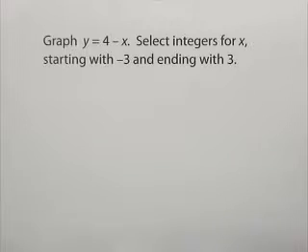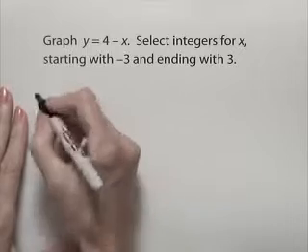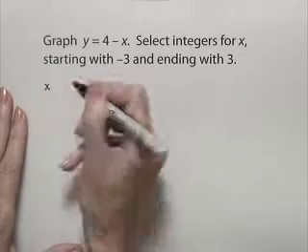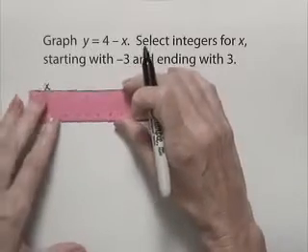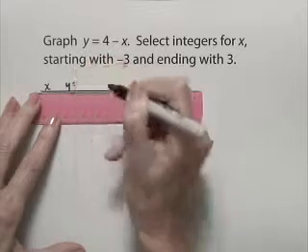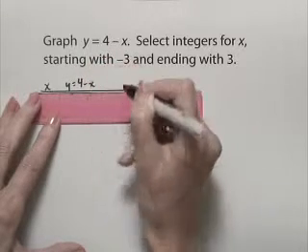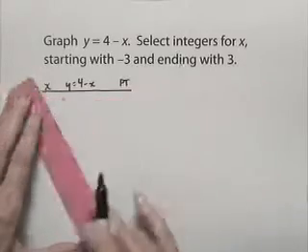Let's look at graphing given an equation. Graph y equals 4 minus x. Select integers for x starting with -3 and ending with 3. Well, we're going to begin by setting up a table. So we'll have our column for x. We'll also have a column for our y value, which is equal to 4 minus x. And then we're going to have a column where we're going to list the points that we come up with.